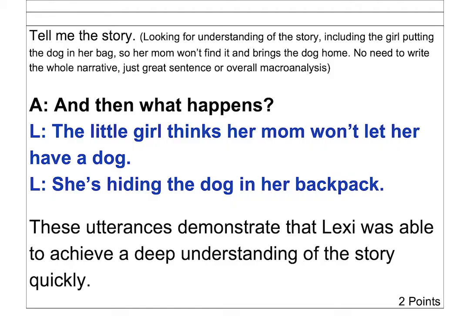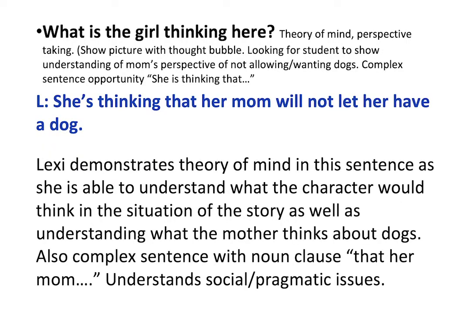She knows the entire story and does a synthesis of it. So beautiful. Little girl thinks her mom, nice referential cohesion, won't let her have a dog. She's hiding the dog in her backpack. So she has a deep understanding of the issues in the story. She's thinking her mom will not let her have a dog, and that's absolutely correct. That's what that thought bubble is telling us, and it's a nice noun clause. She's thinking that her mom will not let her have a dog. So here's your noun clause, that her mom will not let her have a dog, and she's thinking is the independent clause.